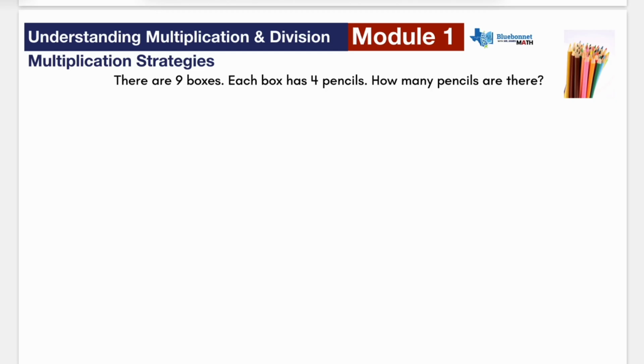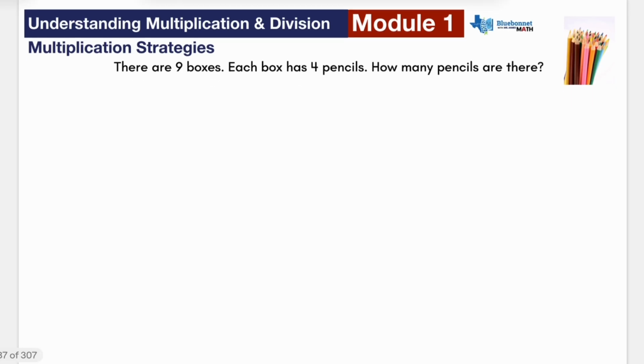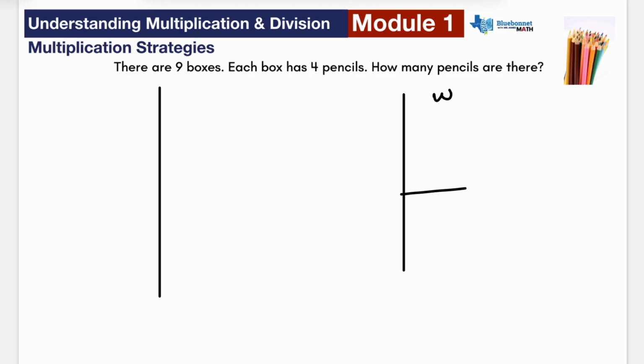It says that there are 9 boxes. Each box has 4 pencils. How many pencils are there? Okay, let's go ahead and set up our paper here using RDW. I'm going to put the R here, the D here, and then I'll put both W's here.